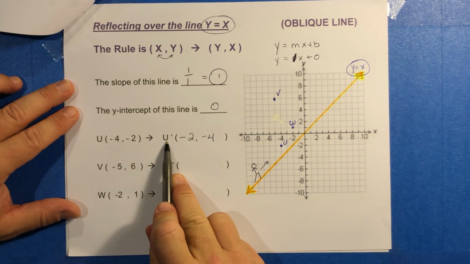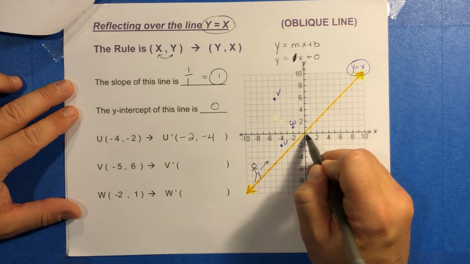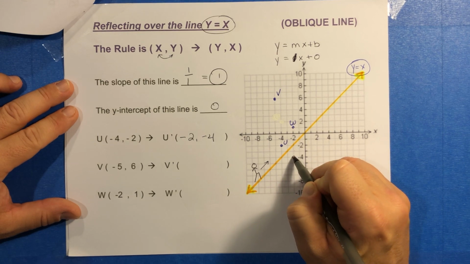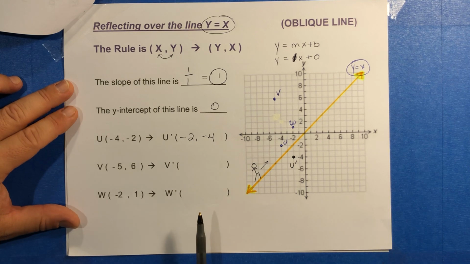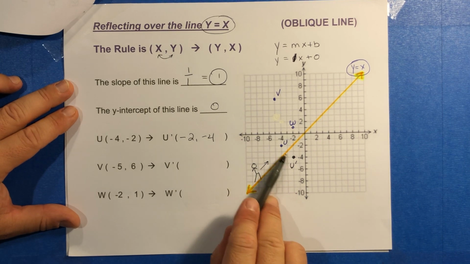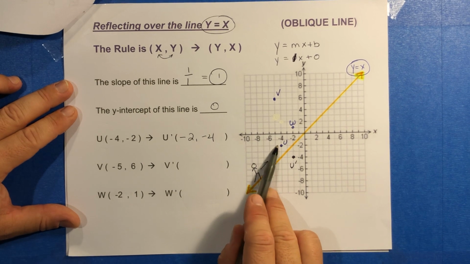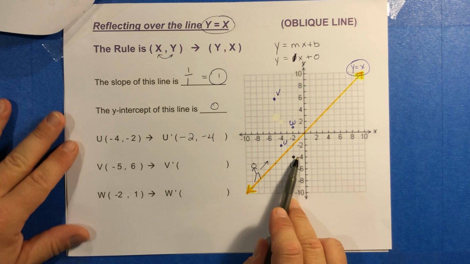U prime, let's go check it out. So here's U. We want to see U prime is at negative 2, 1, 2, and then down 1, 2, 3, 4. There it is. So there's U prime. I'm going to do something in a few minutes after we get these other points on here. But if you notice, you can see it reflects onto the other side. U was kind of above left, now U prime is below right. Okay, let's keep it going.